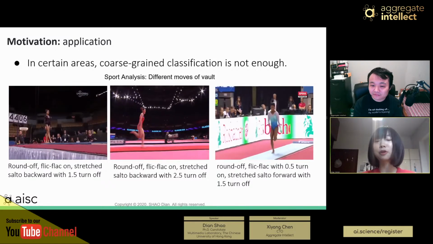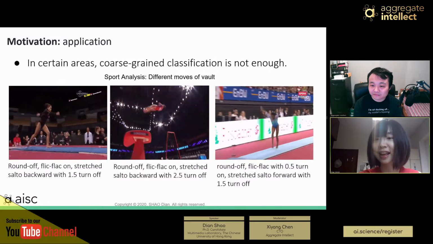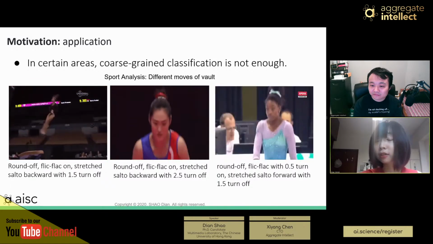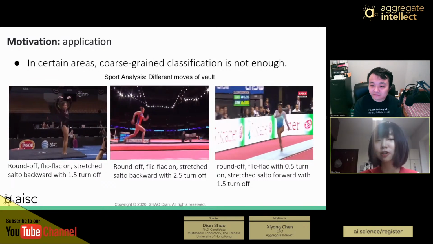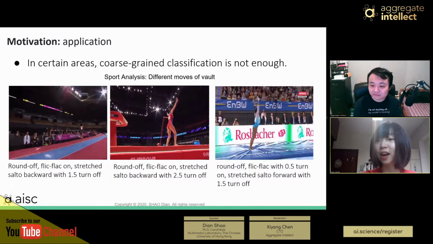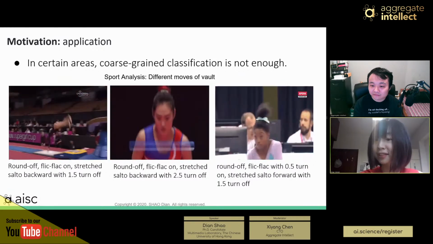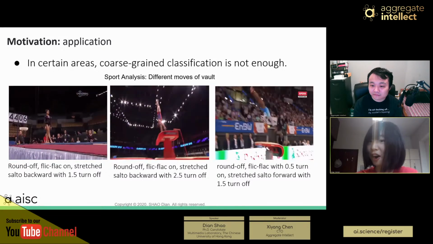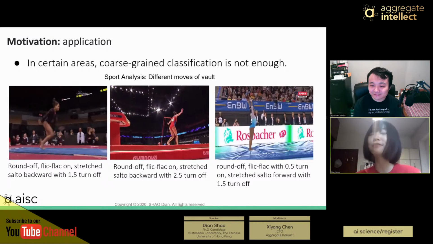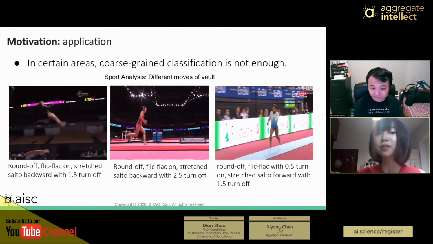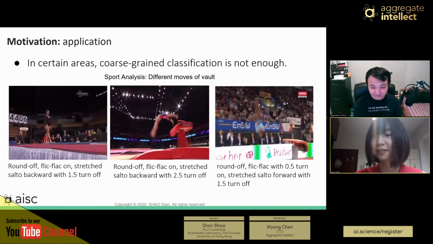All these samples come from our data set, and actually it is nearly impossible for current methods pre-trained on existing data sets to deal with such tasks. They cannot differentiate between these categories. Maybe it's also hard for you. But if we have an automatic sport analysis, it can help you to see such differences.